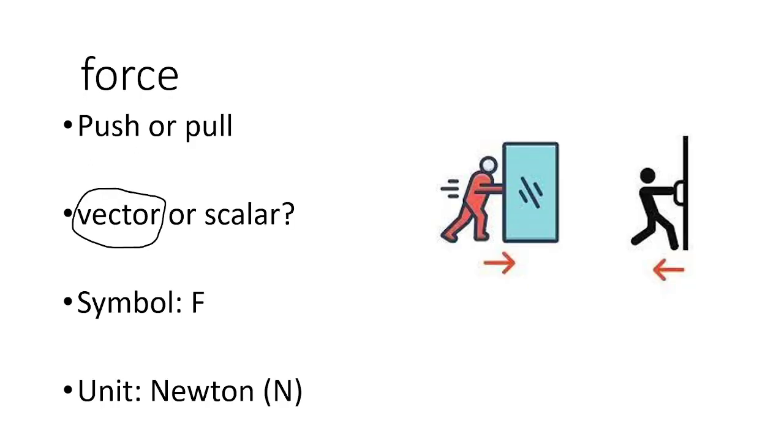So the first topic is force. Force is very much familiar with us. Push or pull. When we push something, we apply force. When we pull something, we apply force. Now, force is a scalar or vector? That's right. Force is a vector because it has a direction. It has a certain direction. Now, what is the letter used for force? So the letter used for force is F, and the unit of force is Newton, after the great scientist Newton.